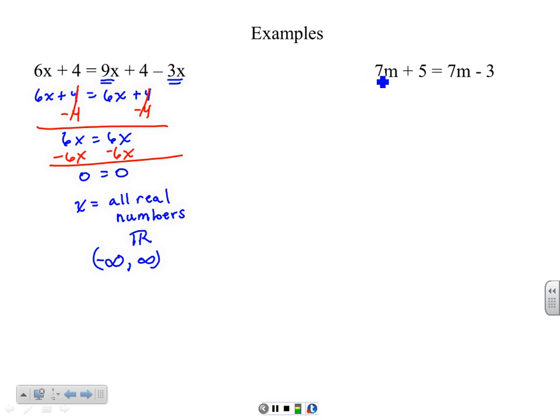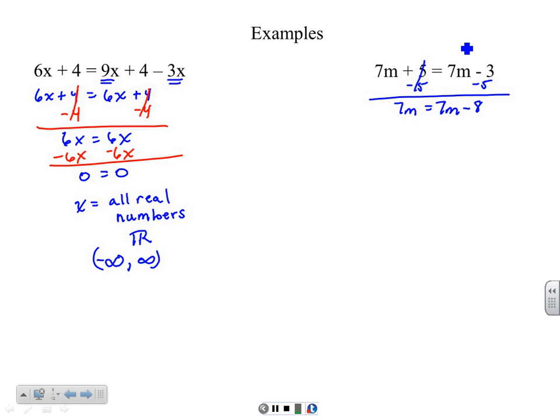Okay, on the right here, look at this. There's no simplifying that needs to be done because you can't combine 7m and 5 and you can't combine 7m and negative 3. So what I need to do is I need to get my like terms on the same side. So this time we are adding the opposite because we're going across the equal sign. So if I minus 5 from both sides, we'll have 7m is equal to 7m minus 8.